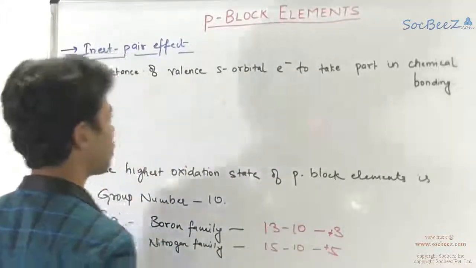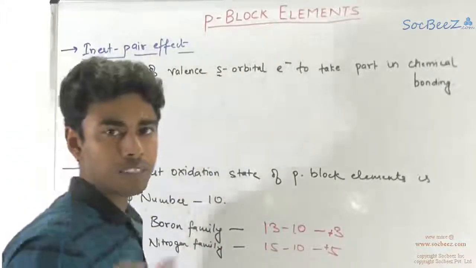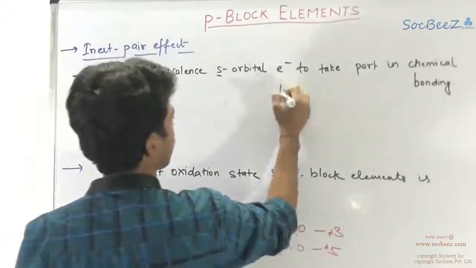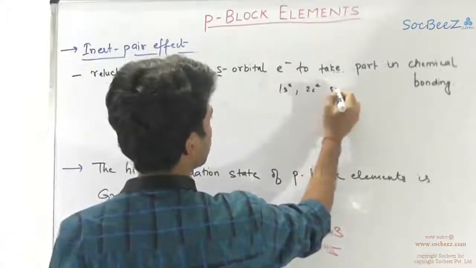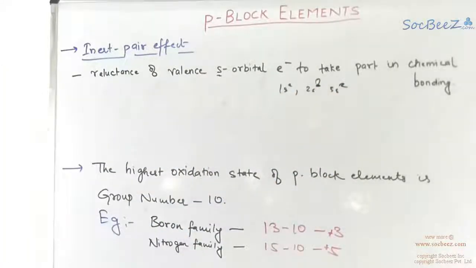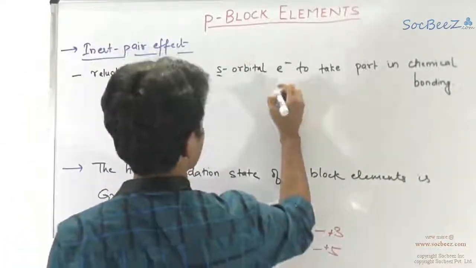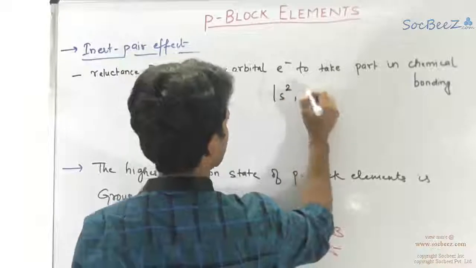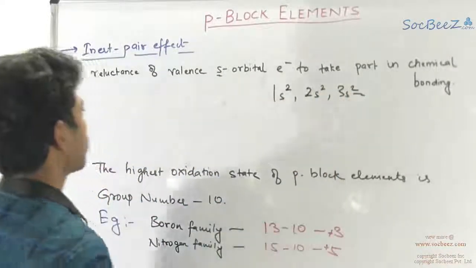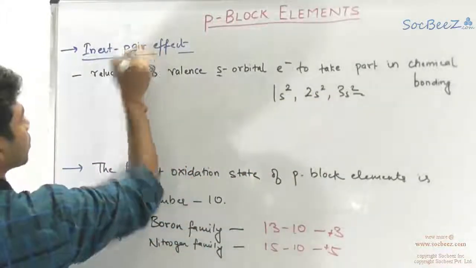Now you know that the maximum occupancy of an s orbital is always 2. It is 1s2 or 2s2 or 3s2. So it is always 2. Now since these electrons are 2, therefore we call it an inert pair.